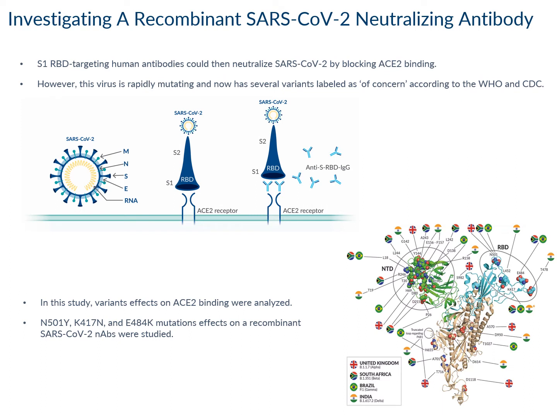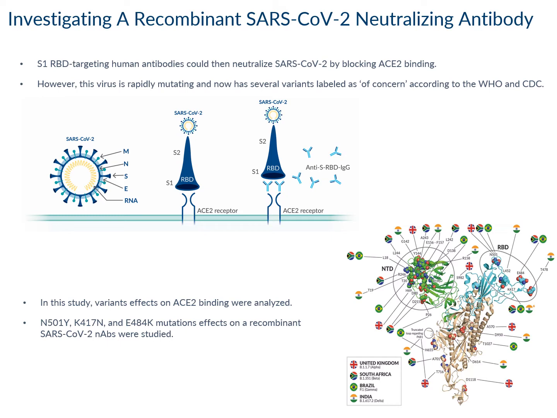Envelope protein, membrane glycoprotein, nucleocapsid protein, RNA, and spike glycoproteins are structural components of SARS-CoV-2. S1 RBD domain of spike glycoprotein binds to the ACE2 receptor. Therefore, human neutralizing antibodies have been identified that bind to the S1 RBD, preventing further viral entry and infection through disruption of the S1 RBD-ACE2 interaction. However, this virus has been rapidly mutating and now has several variants labeled as variants of concern, according to the World Health Organization, WHO, and Center for Disease Control, CDC.